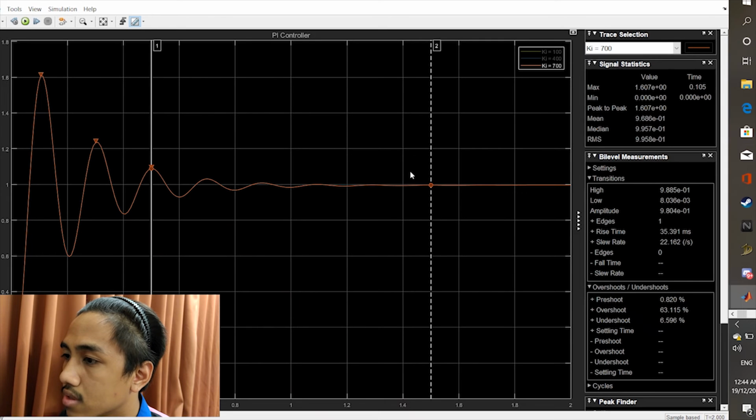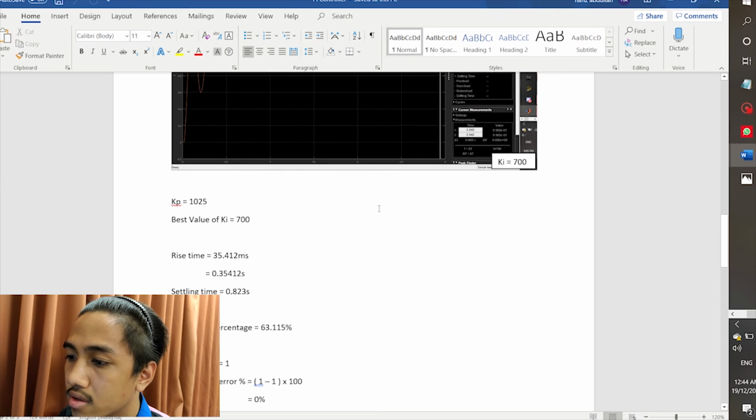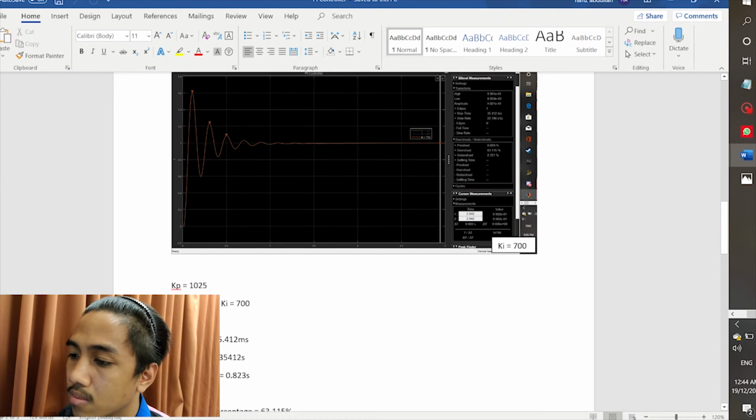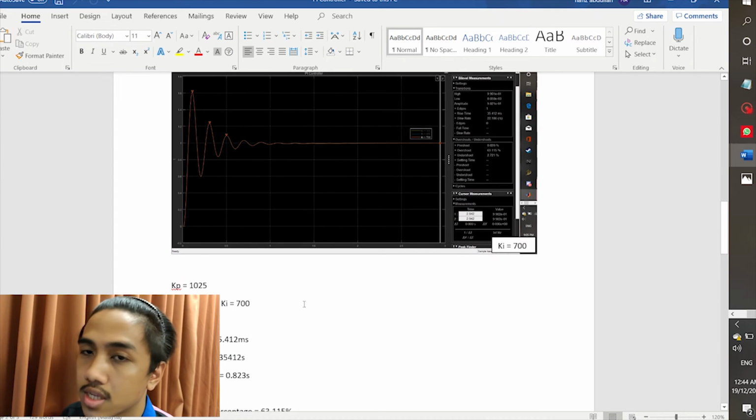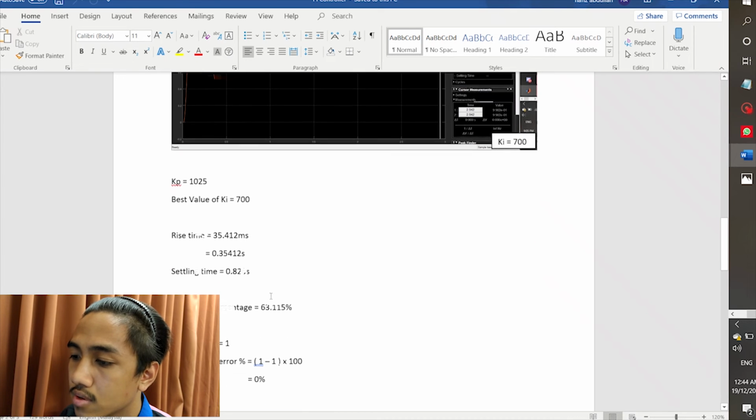Here is the result after adding the I controller to the P. So the base value of Ki is 700, as I said just now, because this value can eliminate the steady state error. And the rise time for this graph is 0.35 second, and the settling time is 0.823.